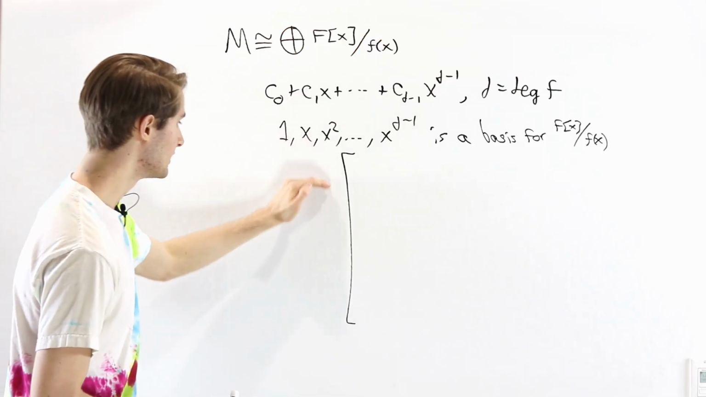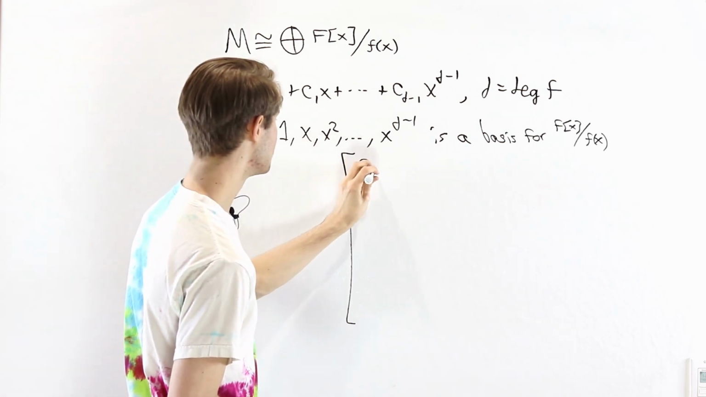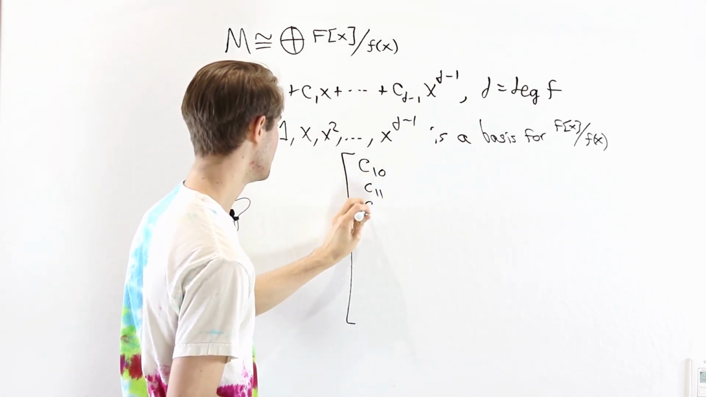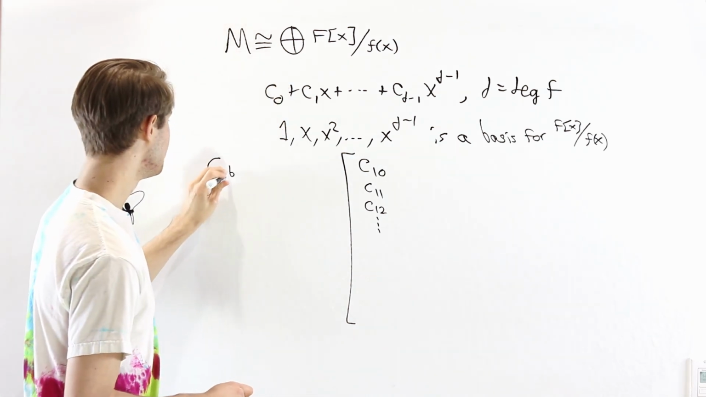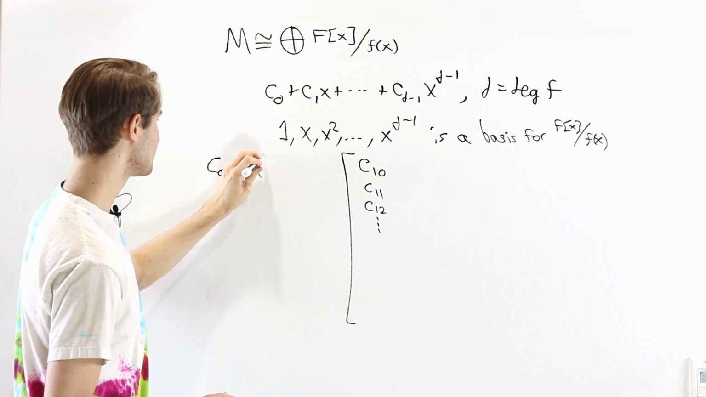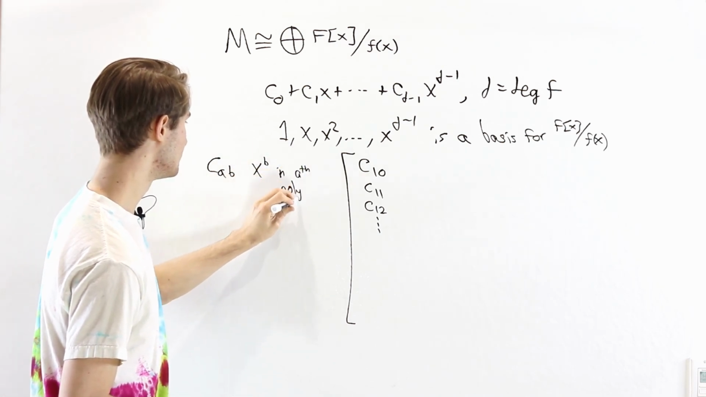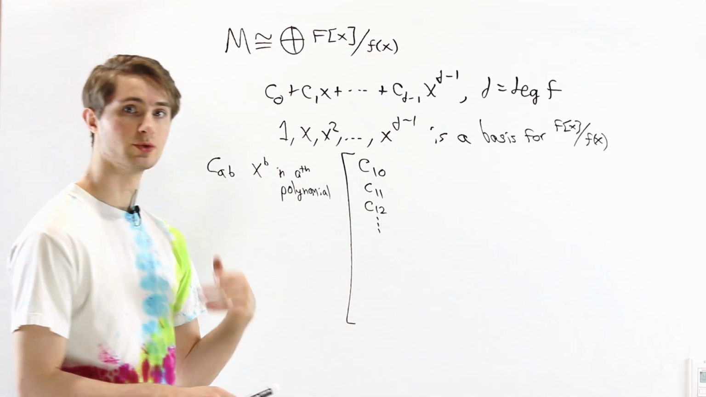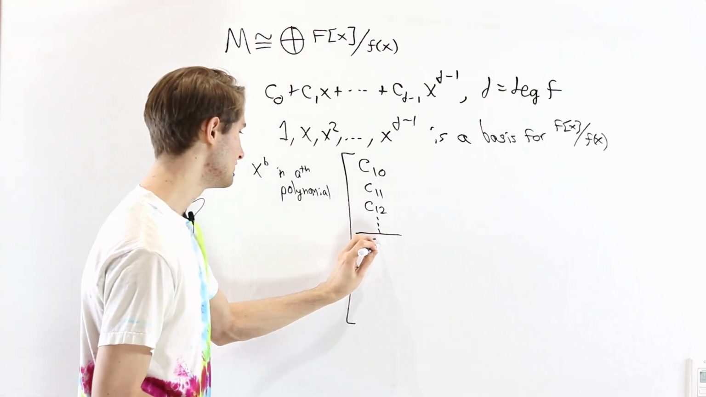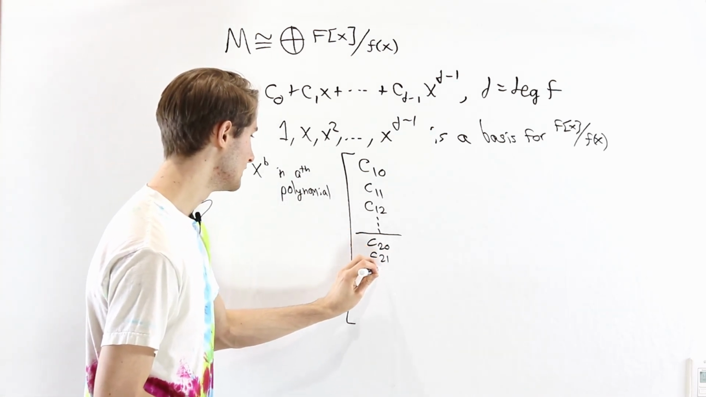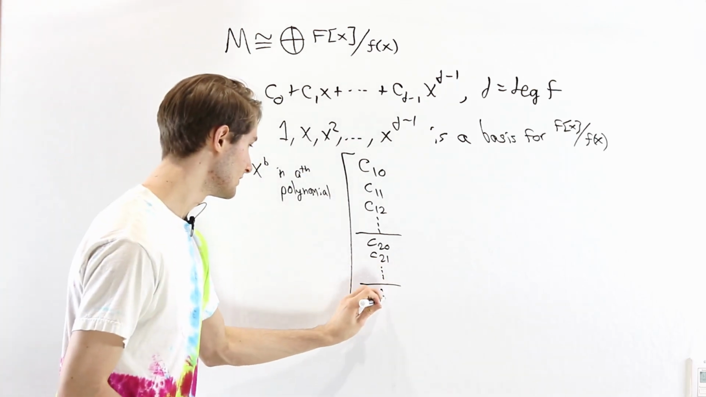So let's start by listing the coefficients in the first polynomial. I'll write it like this: c10, c11, c12, and so on. So c_ab is the coefficient of x to the b in the a-th polynomial. Once we list all of the coefficients for the first polynomial, we're going to go to the second polynomial. So we'll have c20, c21, and dot, dot, dot. And then once we finish the second polynomial, we do the third, and so on and so on.